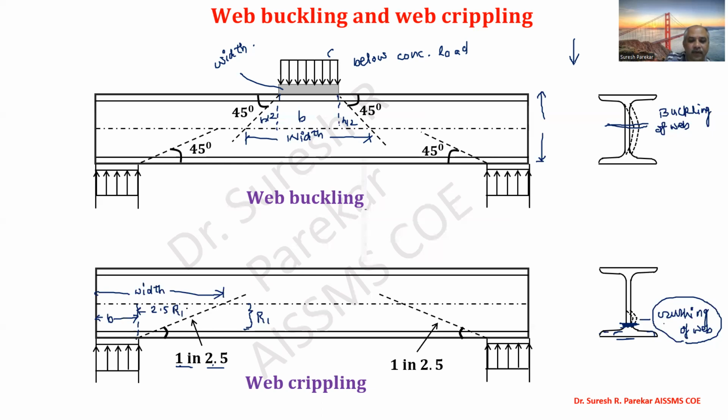So this value you can say 2.5 into R1. That is root of radius. So not only R1, R1 plus thickness of flange, TF. So 2.5 times R1 plus TF, because we have this as root of radius.